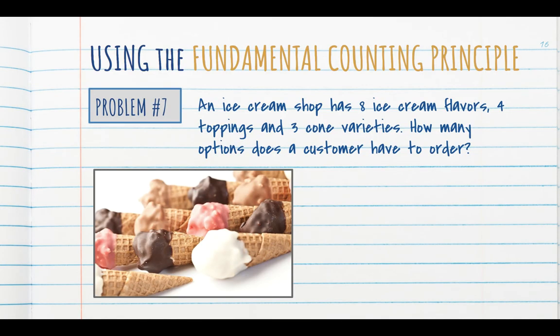Now I want you to try one. An ice cream shop has 8 ice cream flavors, 4 toppings, 3 cone varieties. How many options does the customer have to order? We're not interested in the specific different combinations. We're just wanting to know the number of the sample space. Pause the video while you're working this problem, and then press play when you're ready to check your work.